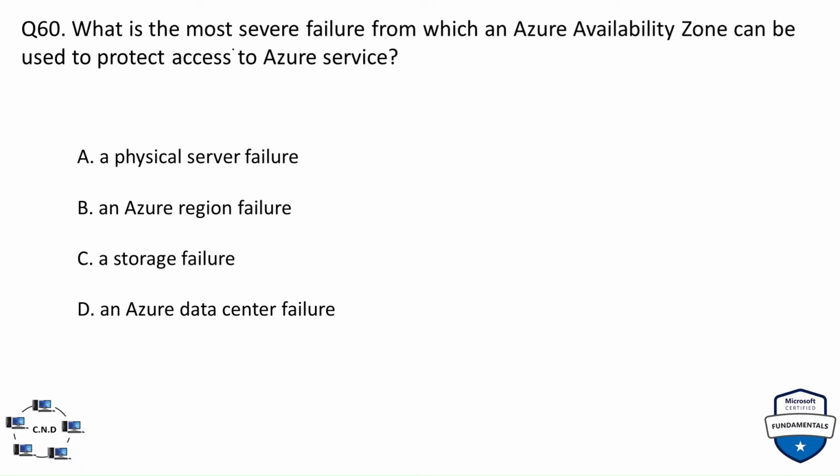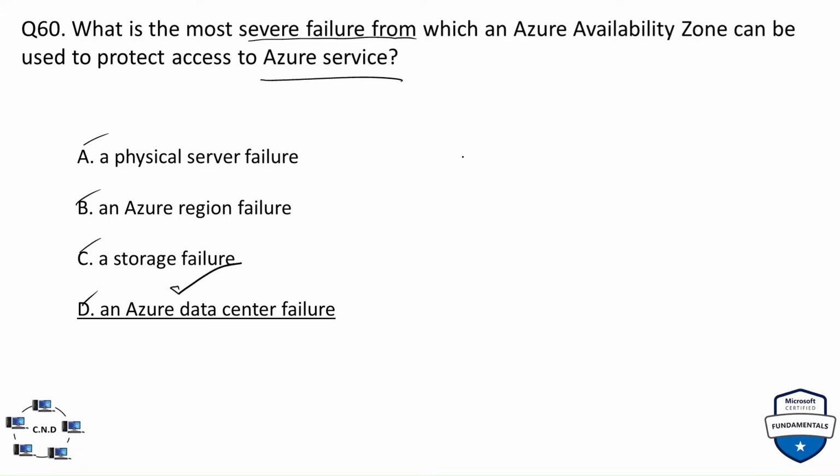Question number 60 is: what is the most severe failure from which an Azure availability zone can be used to protect access to Azure services? The options are A, physical server failure, B, an Azure region failure, C, a storage failure, and D, an Azure data center failure. So the correct answer is the data center failure.